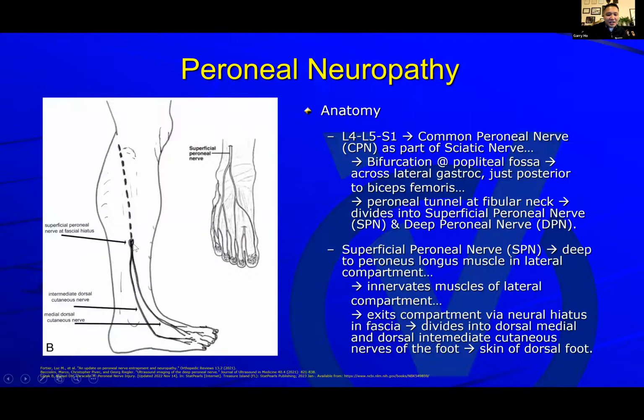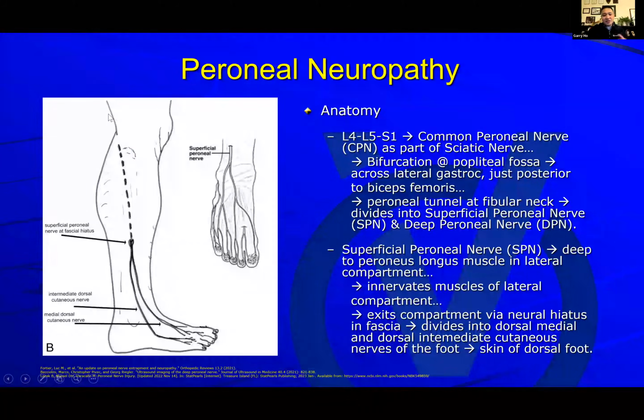piercing that fascia, leaving that neural hiatus right here, and it further divides into the medial and intermediate dorsal cutaneous nerves of the foot. Well, this division sometimes can happen a little bit more proximally, and if that happens, if this divides while it's still in the compartment, each of these branches will leave through its own neural hiatus.